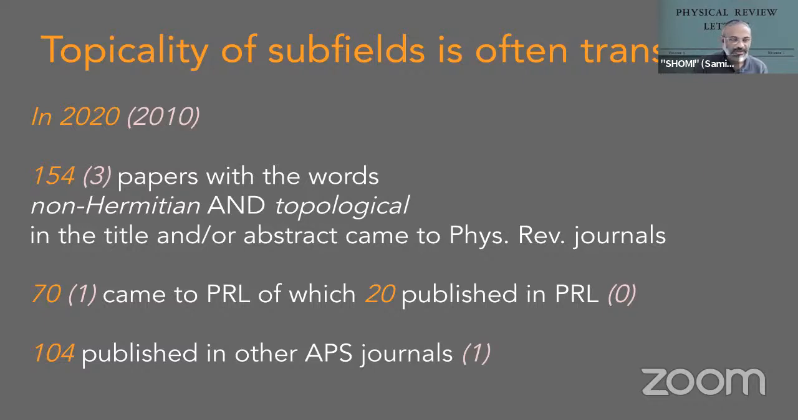Out of these 154, 70 were submitted to PRL, and then eventually PRL published 20 papers out of that subset, which had those 2 keywords in their title or abstract. That 20 was 0 for PRL in 2010.